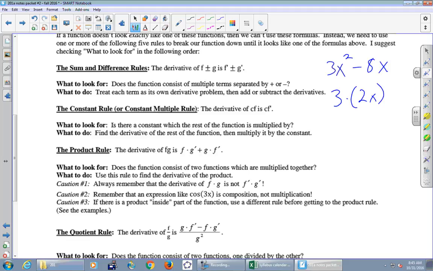And so you just have to be careful, because there's a real big difference between that 3 there and this 3 over here. We know it really well for polynomials, but sometimes we get stumped when the functions are a little bit more complicated. So we're looking for a constant multiple times some things with x's in it. The product rule, we've got the rule written out there for you. Does the function consist of 2 functions which are multiplied together? Actually, I should be a little bit more explicit: 2 functions with x's in them.